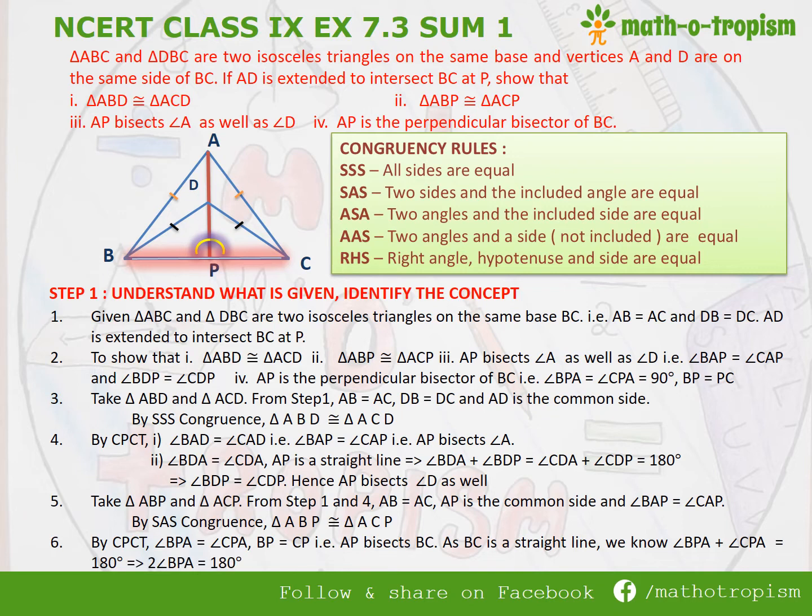Since it's a straight line, it is 180 degrees. So as a result, twice of angle BPA is 180 degrees, which means that angle BPA is 90 degrees. It means what? AP is perpendicular to BC. So as a result, AP is the perpendicular bisector of BC. Thus we can show.